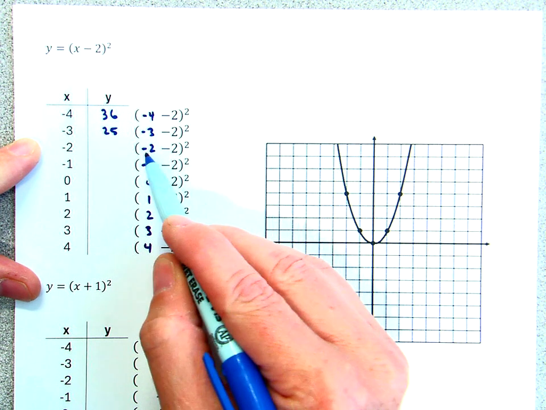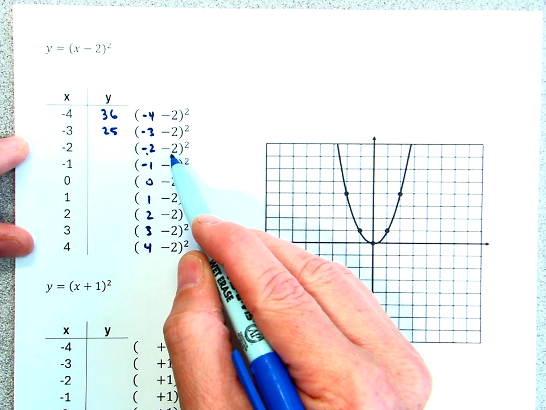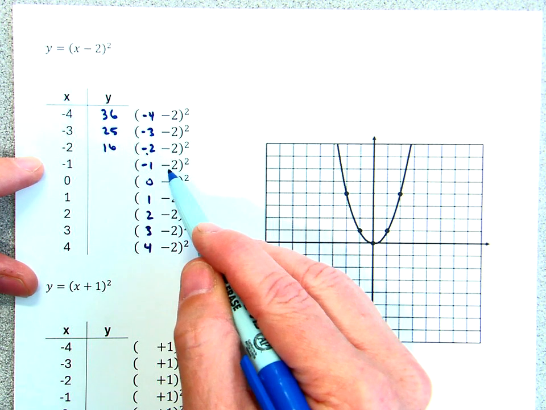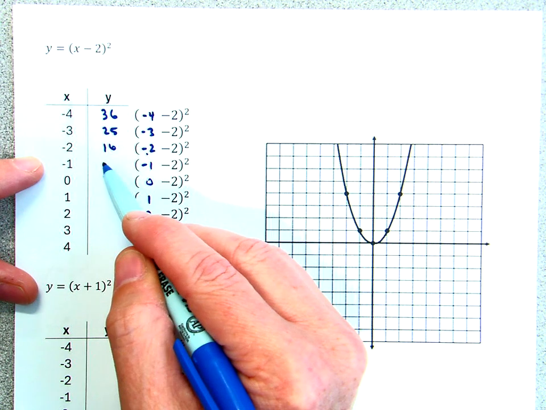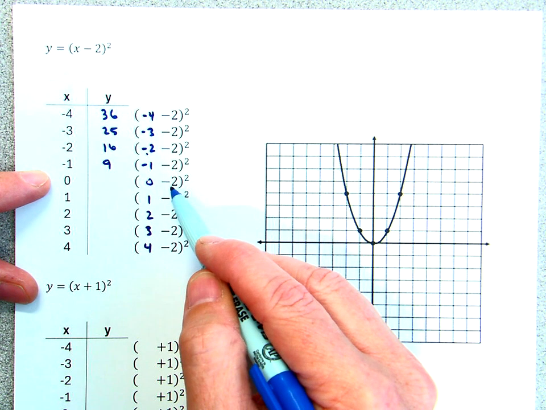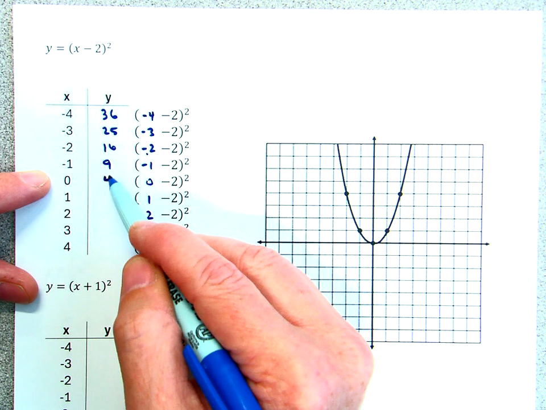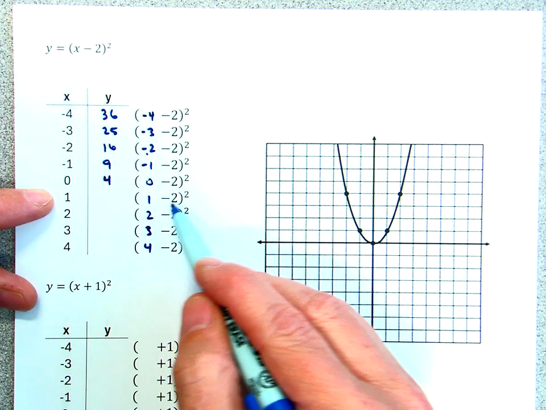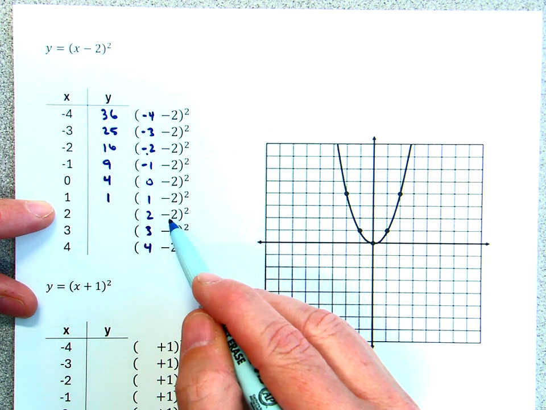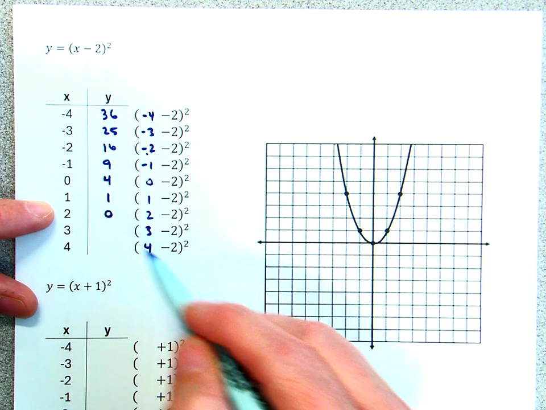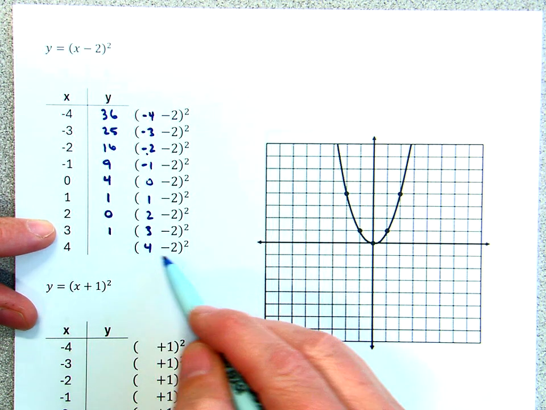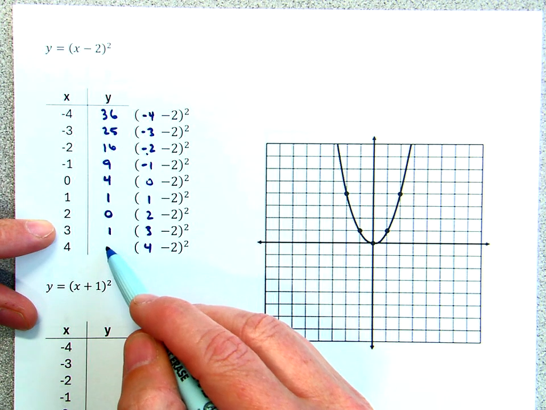Right? Negative 2 minus 2, negative 4. Negative 4 squared. Right? Negative 1 minus 2, negative 3. Negative 3 squared. 0 minus 2, negative 2 squared. Right? 1 minus 2 is negative 1. Negative 1 squared. 2 minus 2 is 0. 0 squared. 3 minus 2, 1. 1 squared. 4 minus 2, 2. 2 squared.